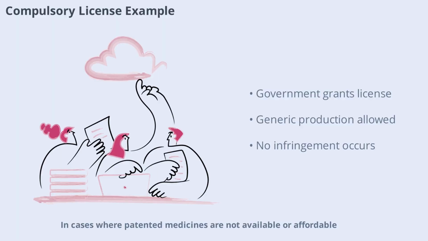Cases where patented medicines are not available or affordable, the government can grant compulsory licenses. For example, an American pharmaceutical company's AIDS HIV plus medicine was not accessible in India. The Indian government permitted a local company to produce a generic version, meeting public health needs. This action did not infringe the patent, as compulsory licensing is allowed under Section 88 of the Patents Act.